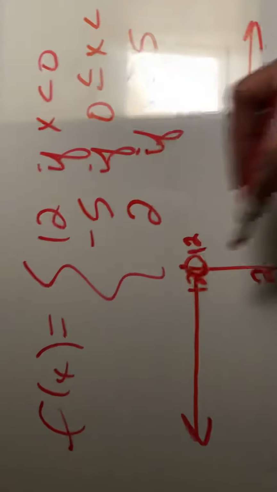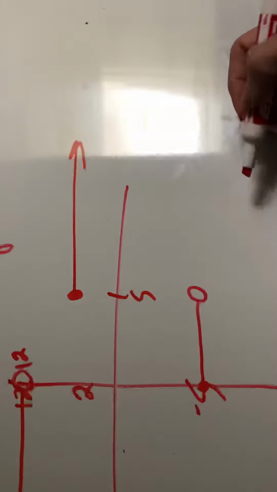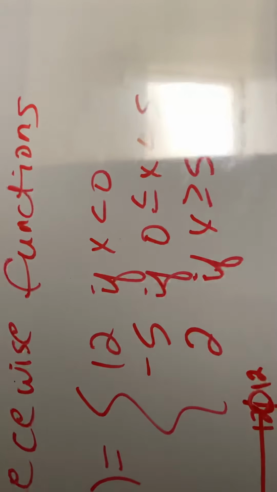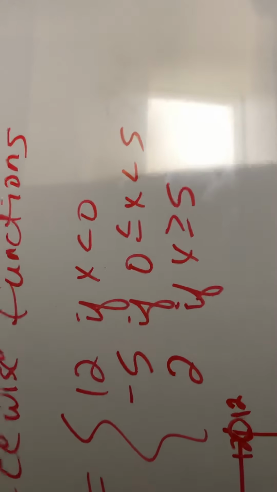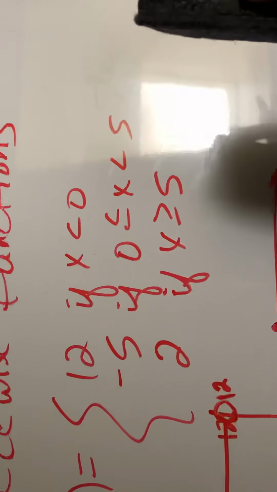Again, a step function. Step, step, step. It's a step function, and that's why it's called a step function. When you just have numbers here for y, it's called a step function. Otherwise, it's just a regular piecewise function. Okay, so that's another example of stepwise functions.